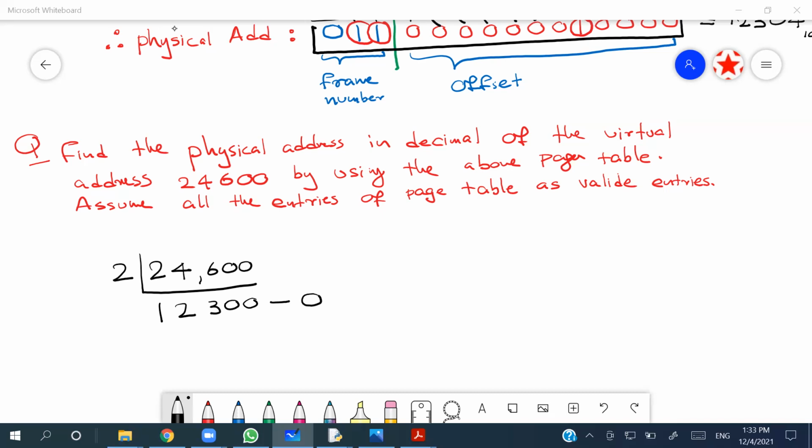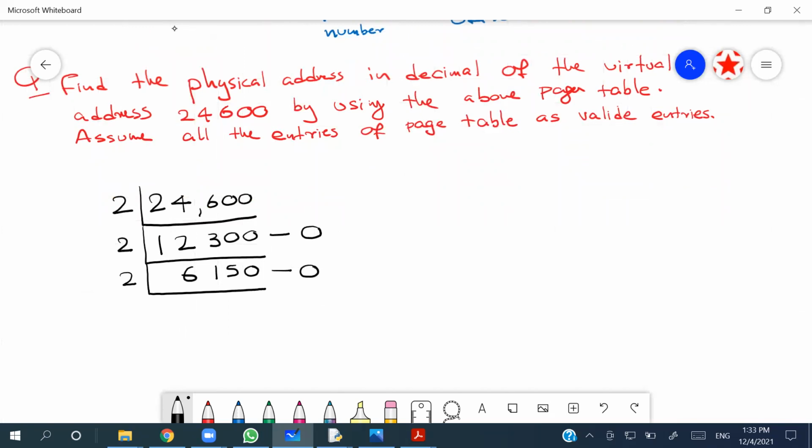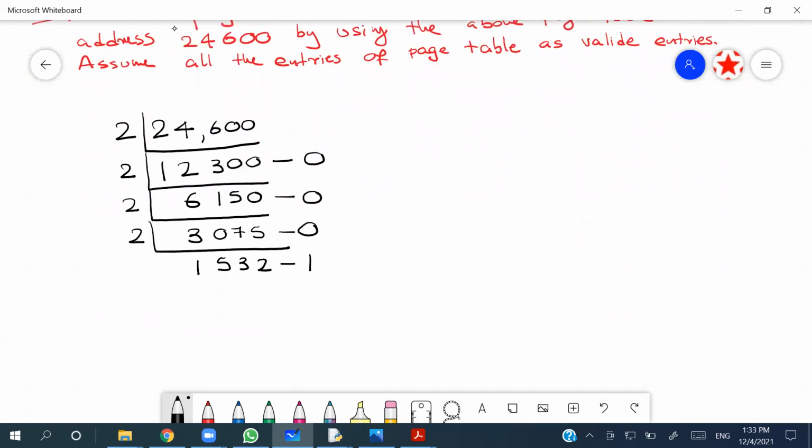All right, okay. So then you divide by 2 again. So 6,150. 0 is remaining. Right? So divide by 2 again. So it's 3,075. 0 is remaining. Divide by 2. 1,537. 1 is remaining. Doing it by 2 again. Yeah, I have made a mistake. This is going to be the 7.